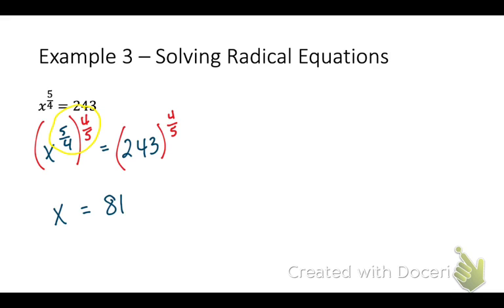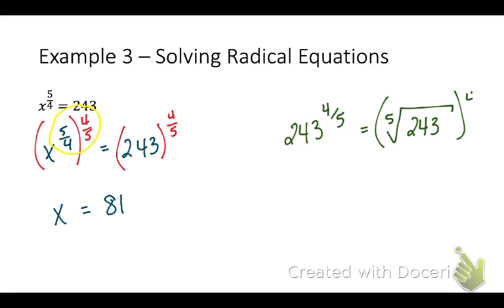If you don't have a scientific calculator, let me show you how to do that by hand. So first of all, you would need to write it as a radical. So we're going to have the 5th root of 243 all to the 4th power. This is something that we did a little while ago. You may remember or you may not, but that's how we write it as a radical.